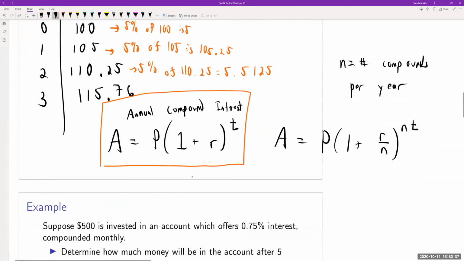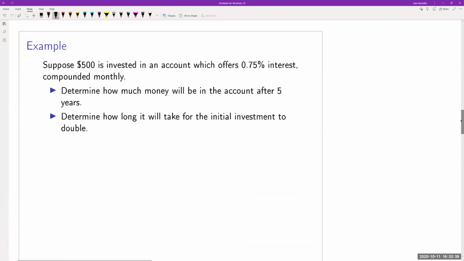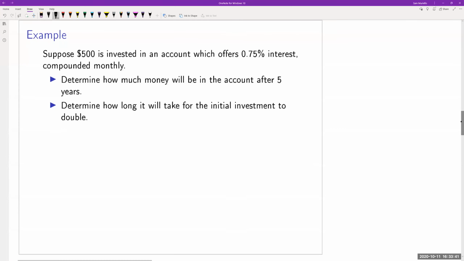Let's do one example with this. Suppose that we invest $500 in an account with a 0.75% interest rate compounded monthly. We want to figure out how much money will be in the account after 5 years and how long it will take for the investment to double.